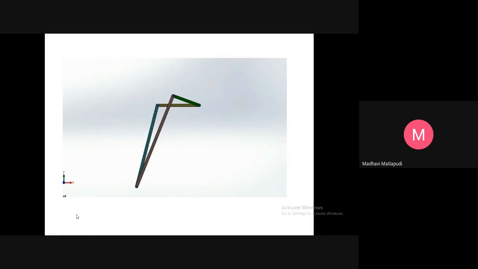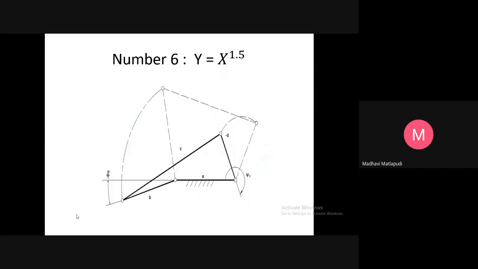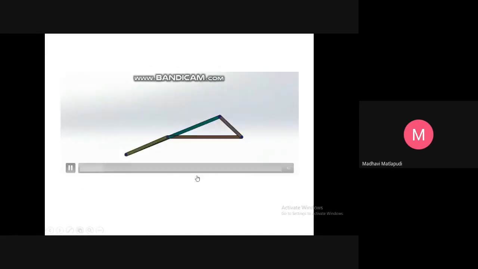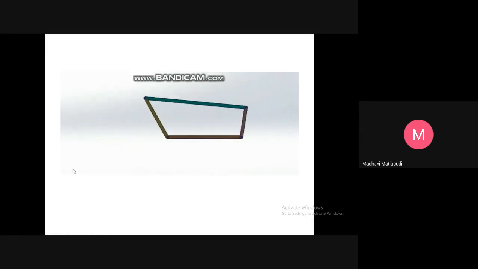So this is one form of linkage. Then you have link number 6. Number 6 will have an output function as x to the power of 1.5. So again, based on the table chart we have shown you, you consider the linkage proportions, input angles and output angles. You can obtain the path traced by the link D, this one. The path traced by the link D will be x to the power of 1.5. So you can see the motion of this clearly.